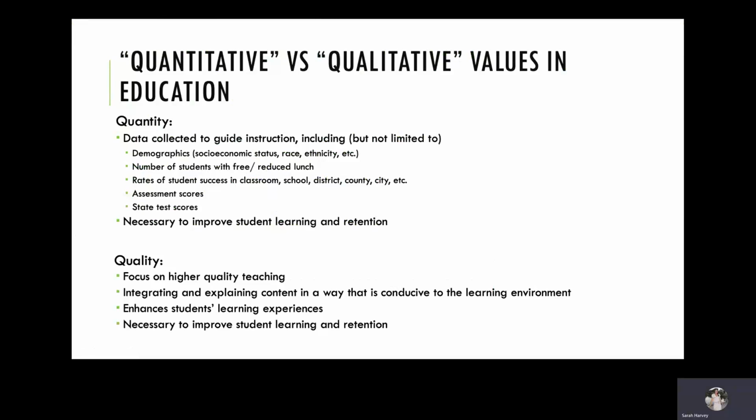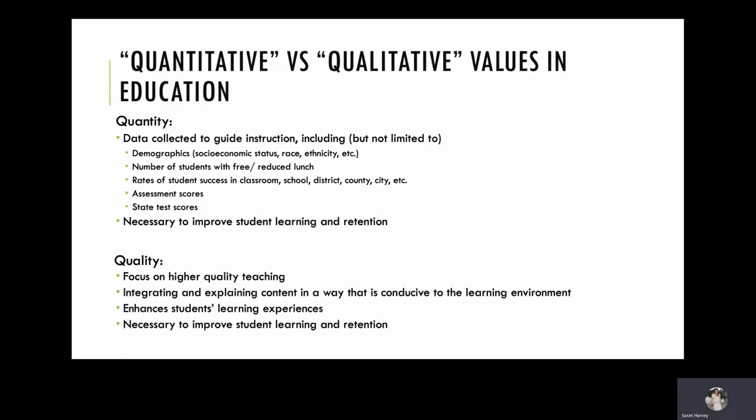To begin with, we're going to talk about what quantitative values are versus qualitative values in the educational setting. An example of a quantitative value would be data that is collected to guide instruction. Some of those examples of data can include demographics, so socioeconomic status, race, ethnicity, those kinds of things. We also have the number of students with free and reduced lunch, which falls under the category of socioeconomic status. We have rates of student success in classrooms, school, district, county, city, state, etc. We have assessment scores and state testing scores.